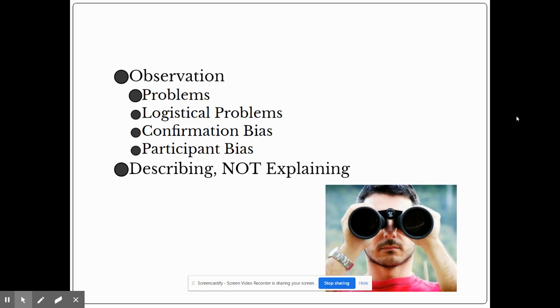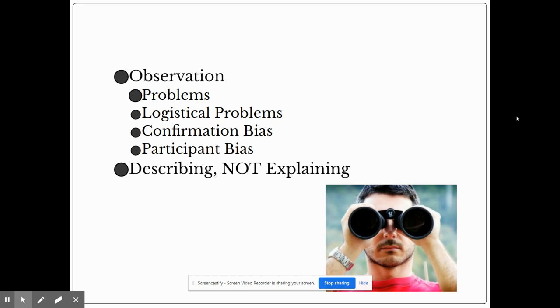But there are some other issues with observation. One includes the confirmation bias. This is the idea that we're looking for things that confirm our own beliefs. So if we believe that people are going to act a certain way, when we observe them, we may be more looking for those people who act that way and not the people who don't act that way. We may discount those people who don't act a certain way.